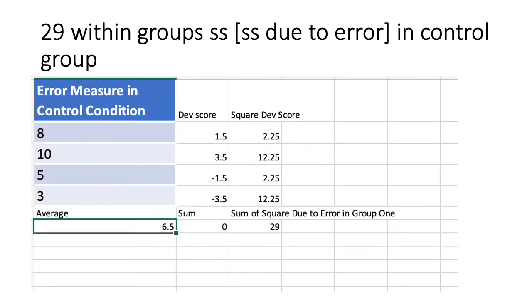Well, you shouldn't be too surprised how to do that because it's just a sum of squares. We calculate the sum of squared deviations from the mean of everyone in the control condition. So the average in the control condition is 6.5. The deviation scores are 8 minus 6.5, 10 minus 6.5, 5 minus 6.5, 3 minus 6.5. I make sure that these deviation scores sum or average to 0, and if they do, I go on, I got it right. So now I'm squaring each of these deviation scores, and my sum of the squared deviation scores, which are due to error in just our control group, is 29. So there's 29 sums of squares of error present in the control group.